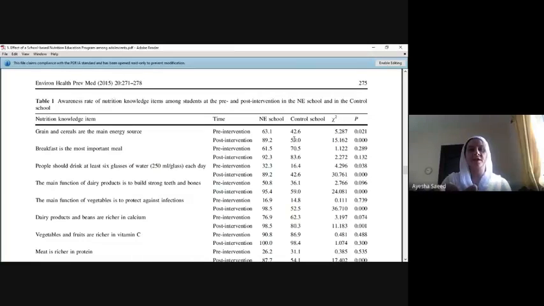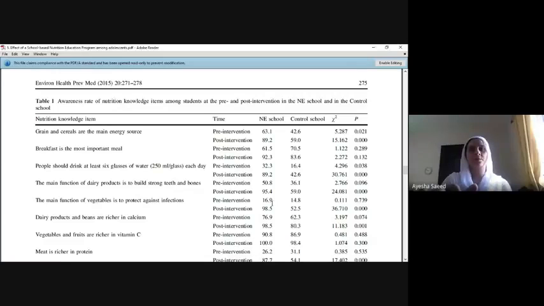The control groups were not given any nutrition education, but you are seeing it over here that their results were also increasing. Why? Because this is a known fact. When a person is tested for something, the next time he tries to find an answer to that question, and the next time he is improved on that question. So there are slight improvements in the control group too.